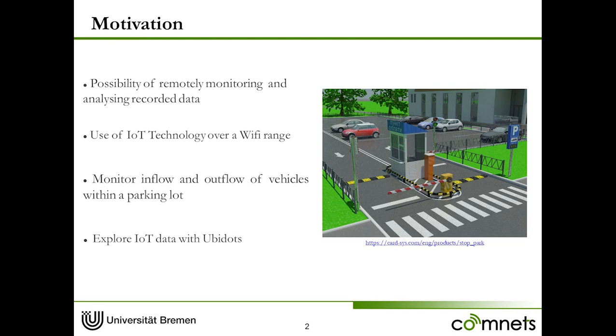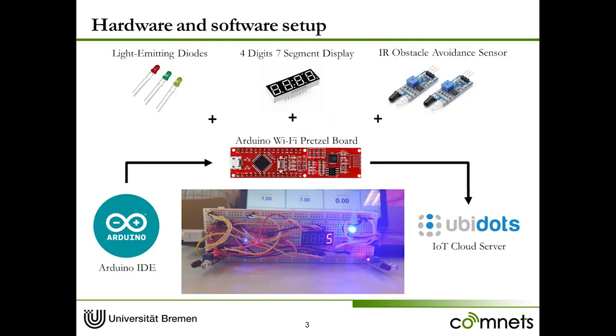This project is based on the idea that the Internet of Things has the possibility of remotely monitoring and analyzing recorded data. With this idea, we wish to exploit this technology over a Wi-Fi range to monitor the inflow and outflow of vehicles within a certain parking area. The monitored and recorded data is transmitted as TCP packets with valid timestamps onto an IoT cloud server, and in our case, we are using the Ubidots cloud server. So let's move ahead and present the hardware and software setup.